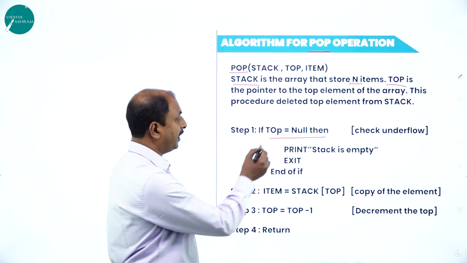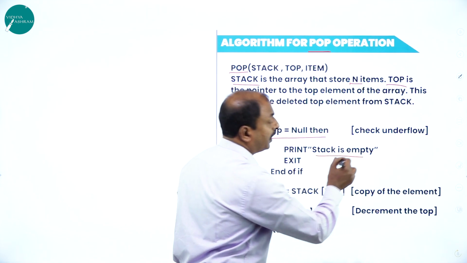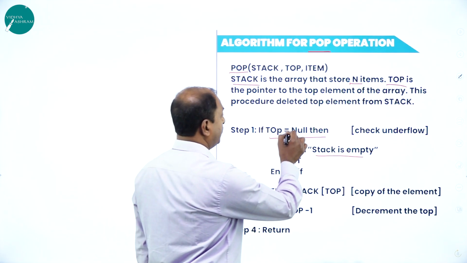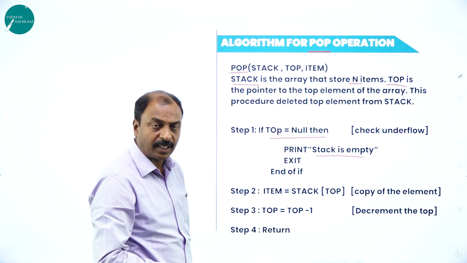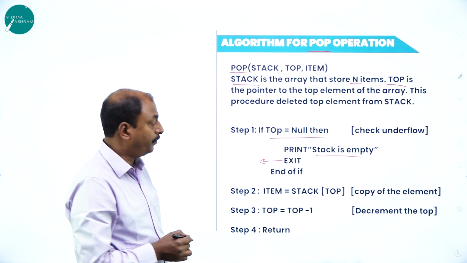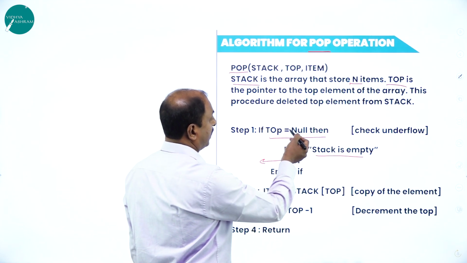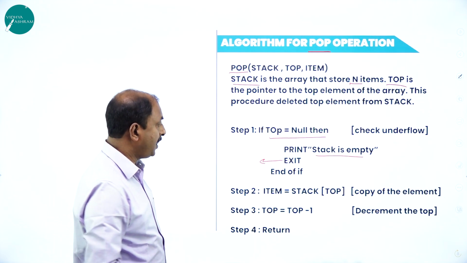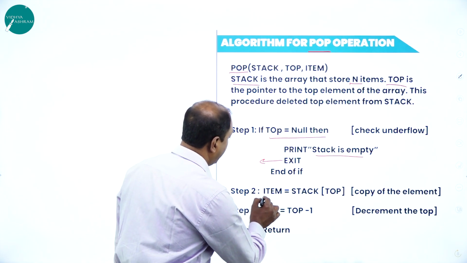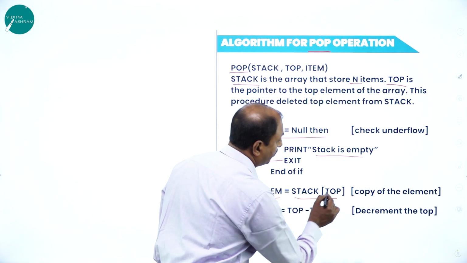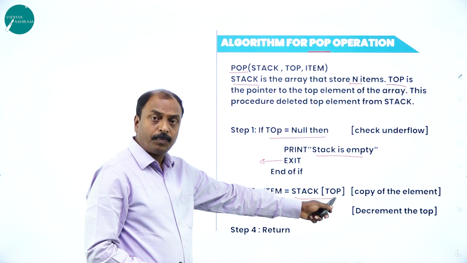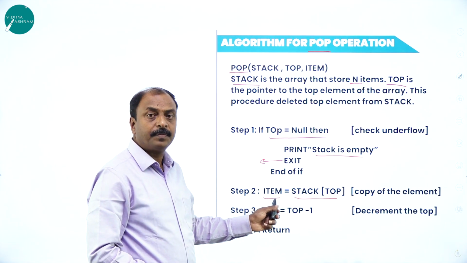Whenever top equals null, it means that it is an empty stack. Once the stack is empty, there is no question of removing or deleting any item from the existing stack. So if this condition is true, we have to print stack is empty, and then come out of this algorithm. Next, if the condition fails, meaning the stack is not empty, then we have to remove the element at the top pointer. So item equals stack of top. We copy the element at the top pointer to the variable item.